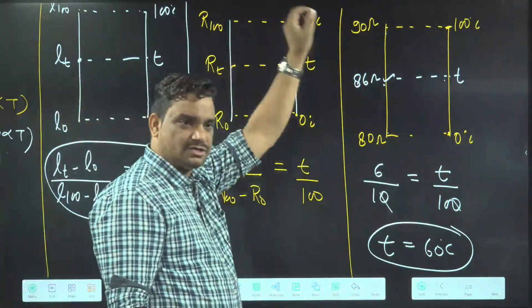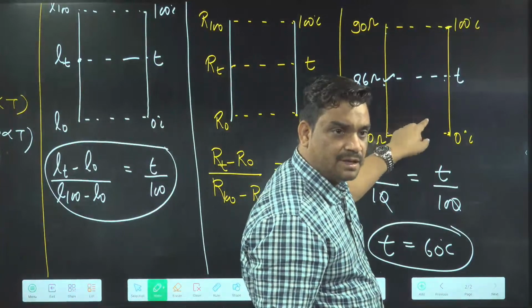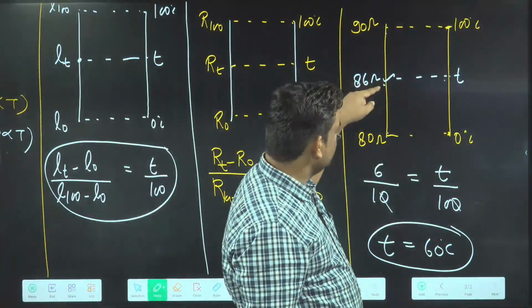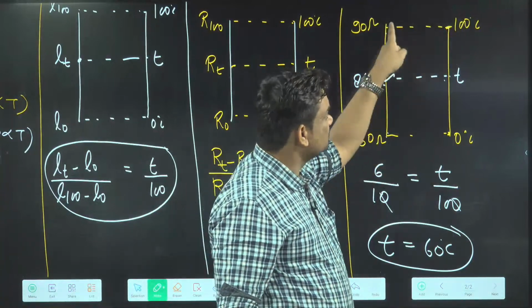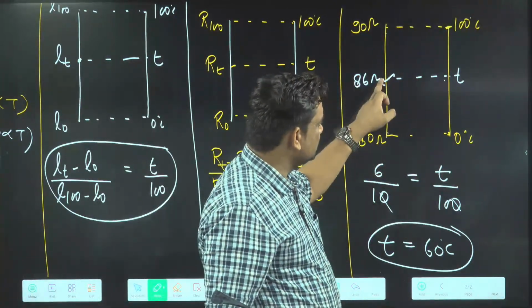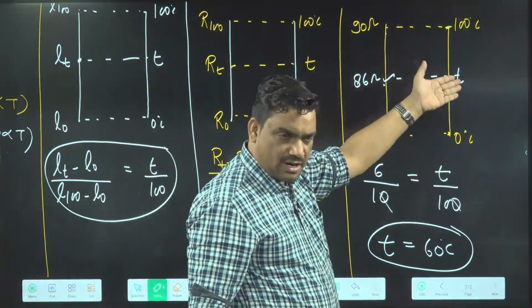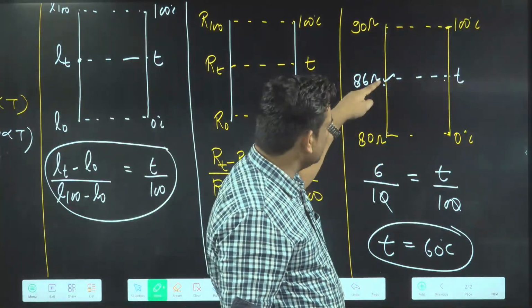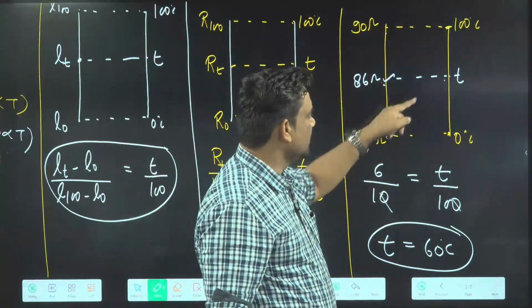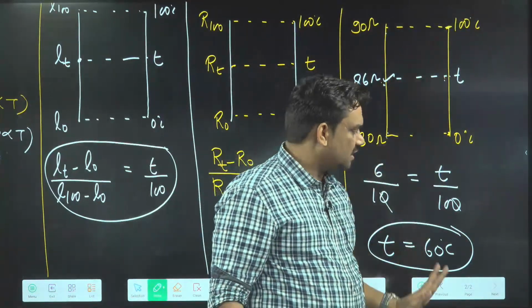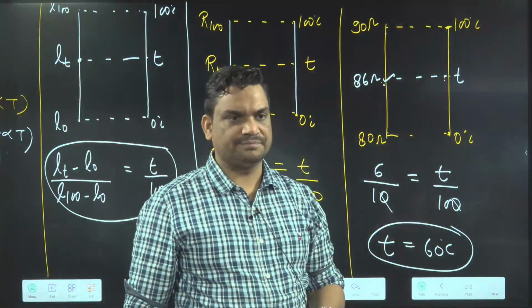What I'm saying here, listen again. They will say at 0 degrees Celsius this is the resistance, at 100 degrees Celsius this is the resistance, at T this is the resistance. So we have to find this temperature T. We can write 86 minus 80, that is 6, divided by 90 minus 80, that is 10, equal to T minus 0 divided by 100. Can we do this thing?